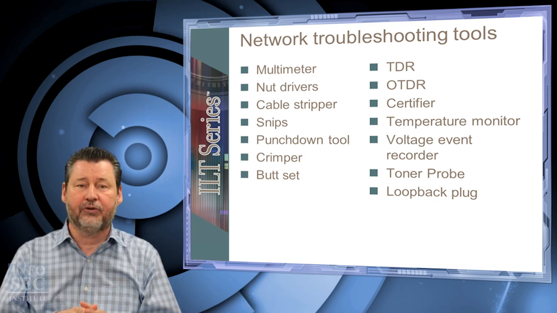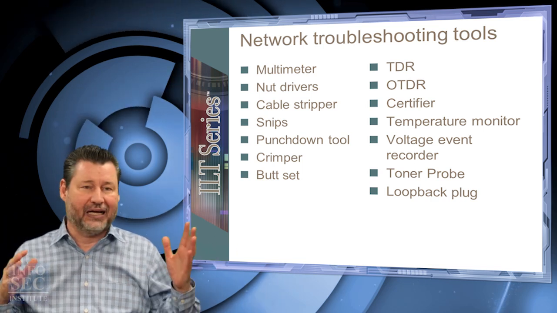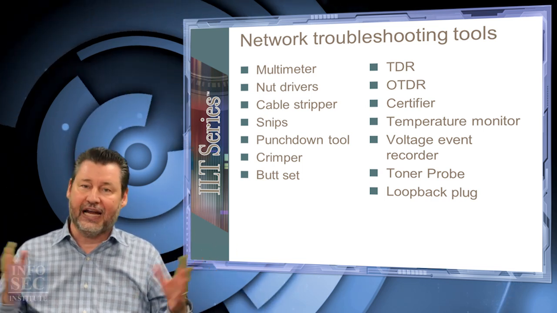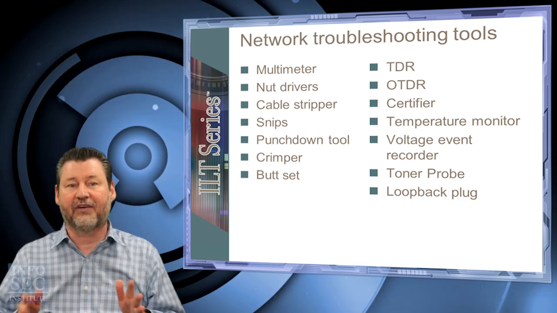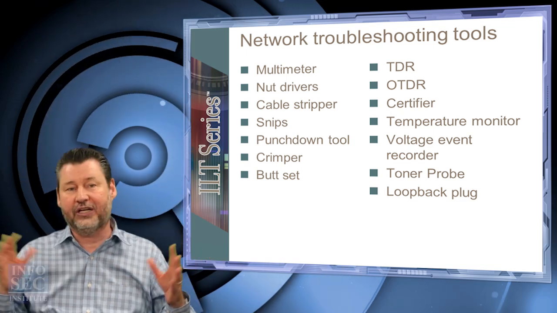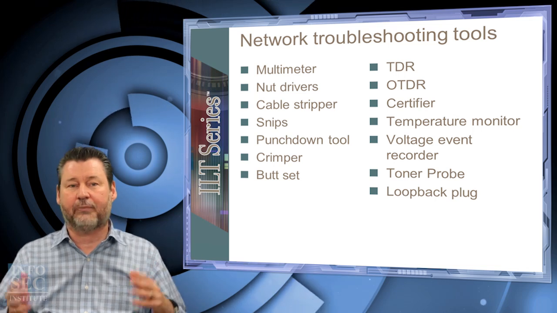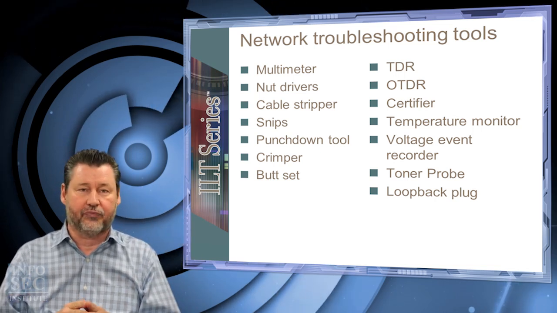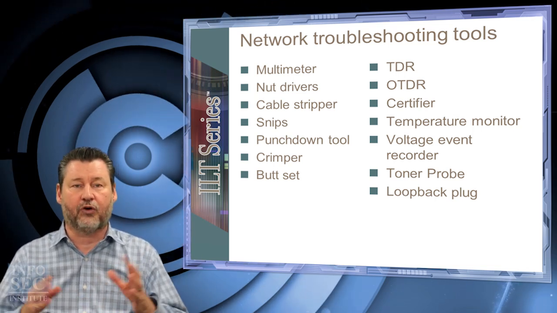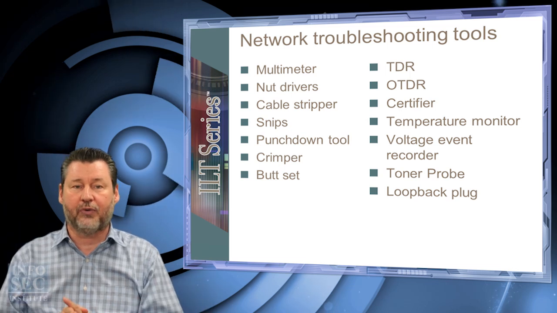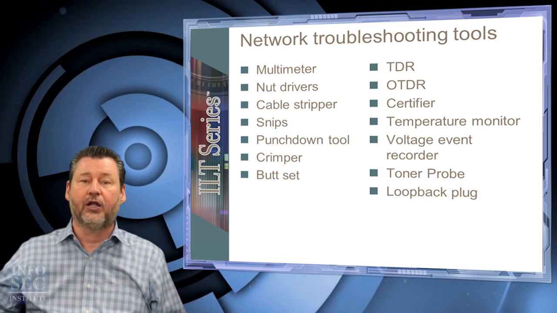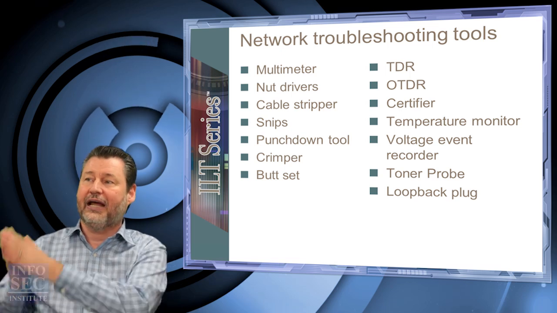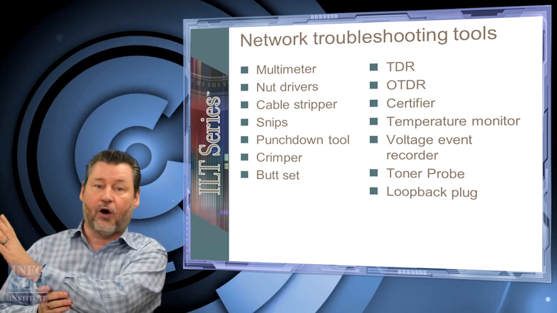Temperature monitor, computers like about 68 to 74 degrees Fahrenheit, 18 to 24 degrees Celsius. They also tend to like about the same level of humidity we do, about 40 to 60, 45 to 65% non-condensing. You might have a voltage event recorder looking for power problems in equipment, not so likely to be used by a technician.